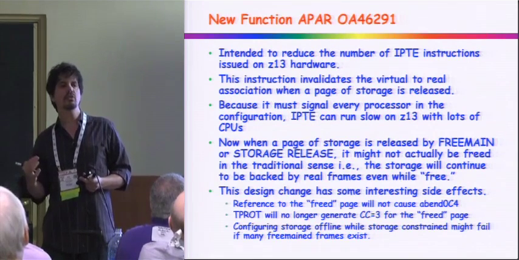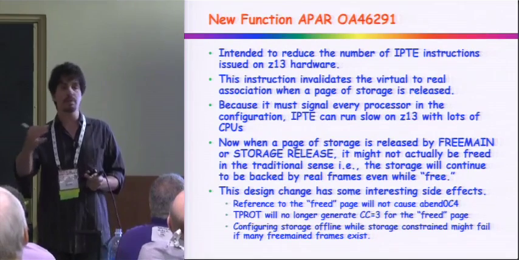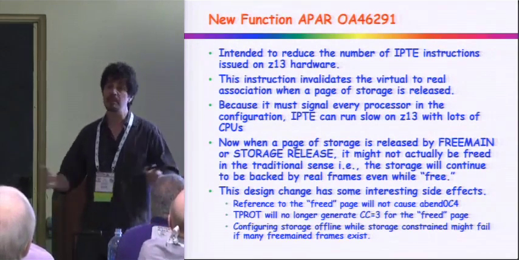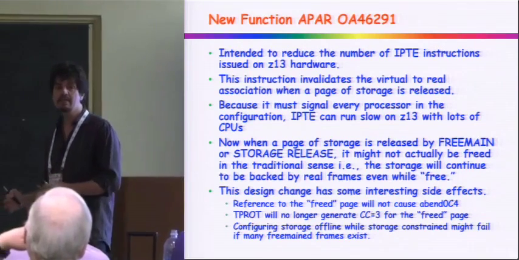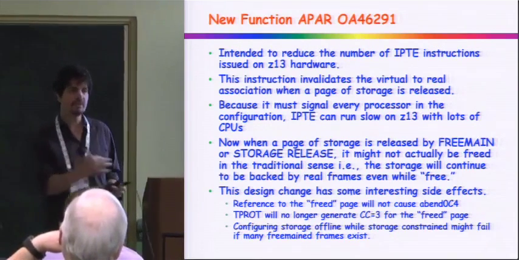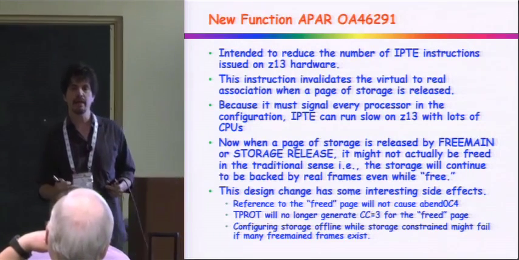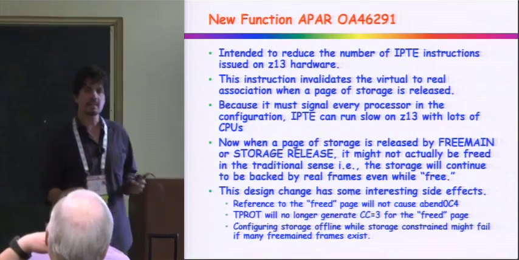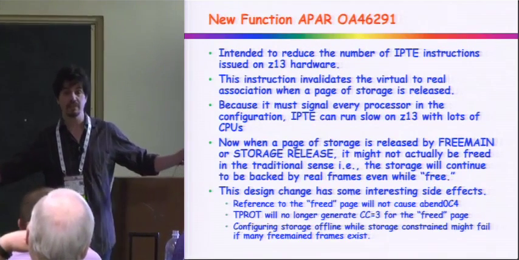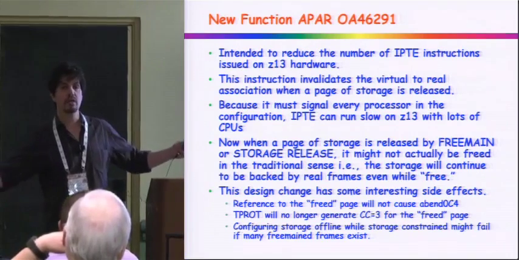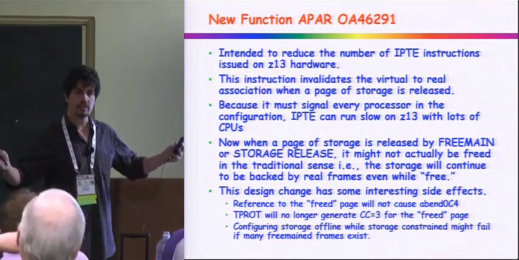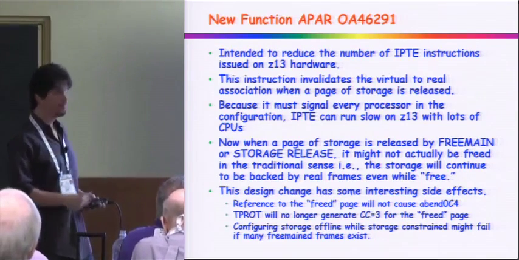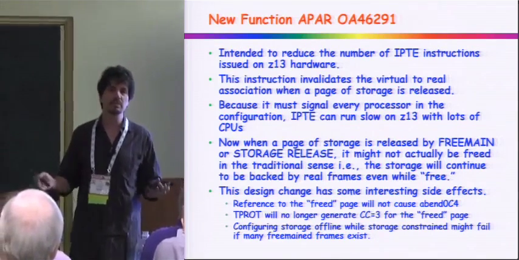And it doesn't just clear it on the processors that you're on. It clears it on all the processors in your book and in your drawer and across all the drawers. Basically every processor that might have access to this piece of storage has to get a signal to tell it to go ahead and free up the TLB. So when you have lots and lots of processors like these new machines can have, it can actually be kind of slow in the grand scheme of things to issue an IPTE. So they decided to try to bypass that. That's what this APAR does.